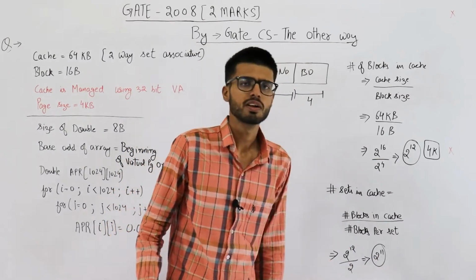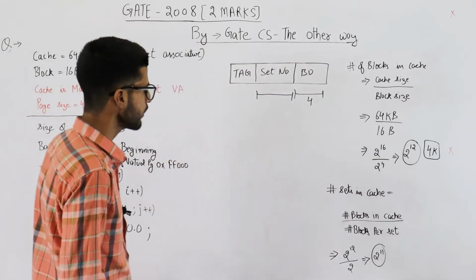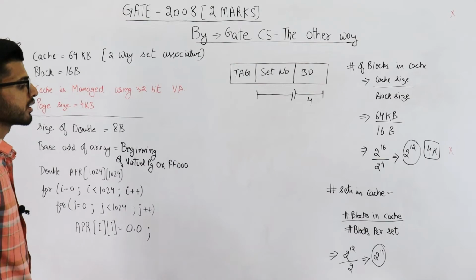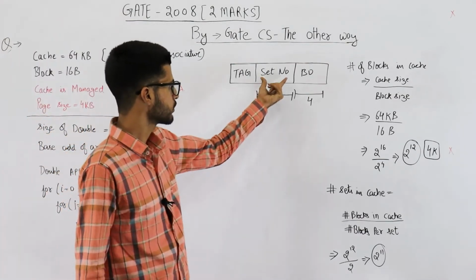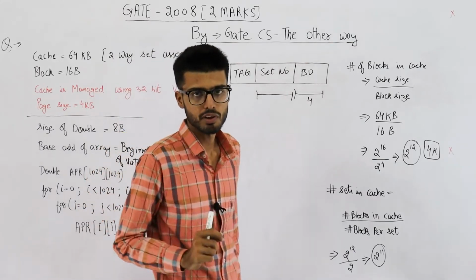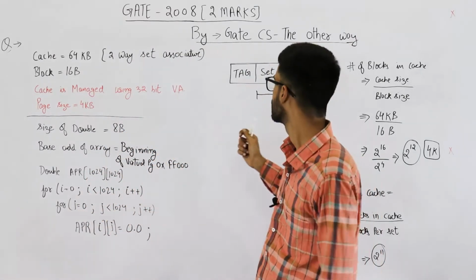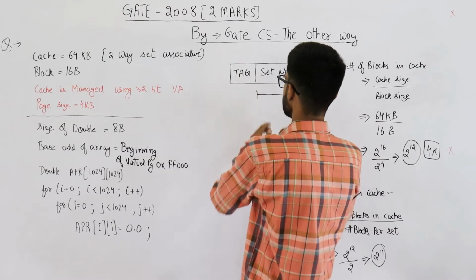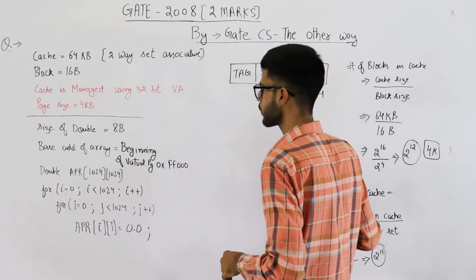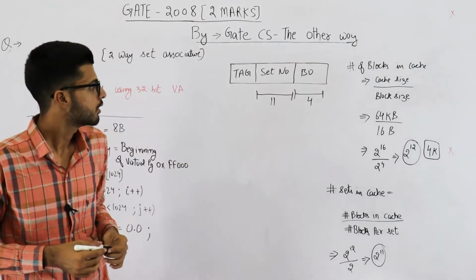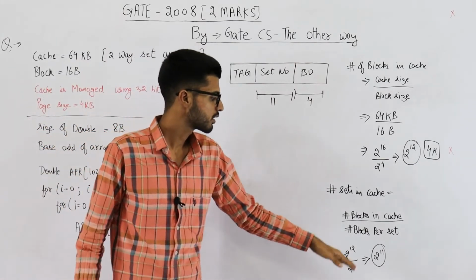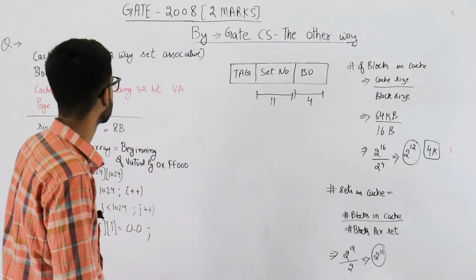That comes out to be 2 raised to the power 11. Now 2 raised to the power 11 sets are there in the cache. This field is used to identify one of them. How many bits will be required in this address? It will be 11 bits, because the total is 2 raised to the power 11. So log of 2 raised to the power 11 will be 11.